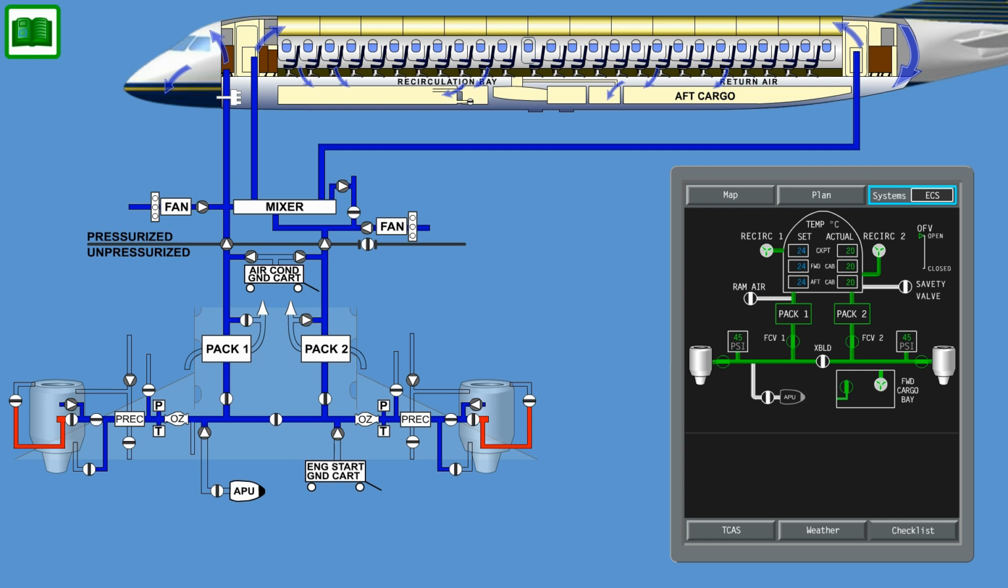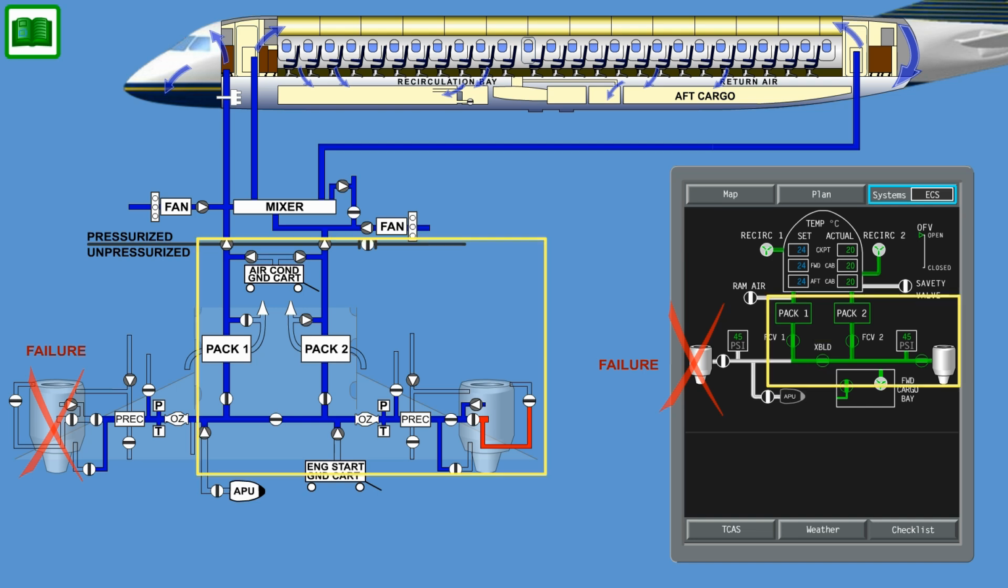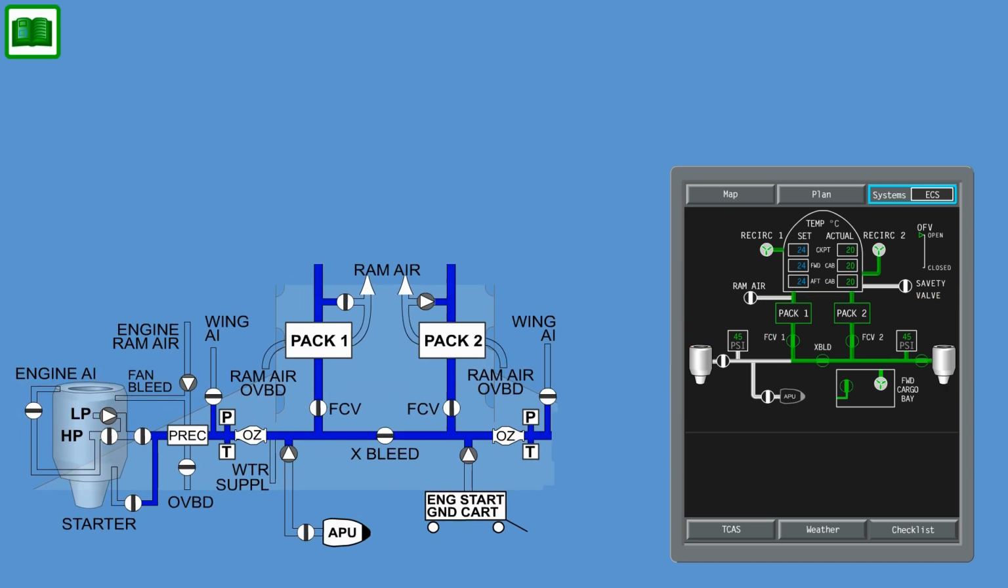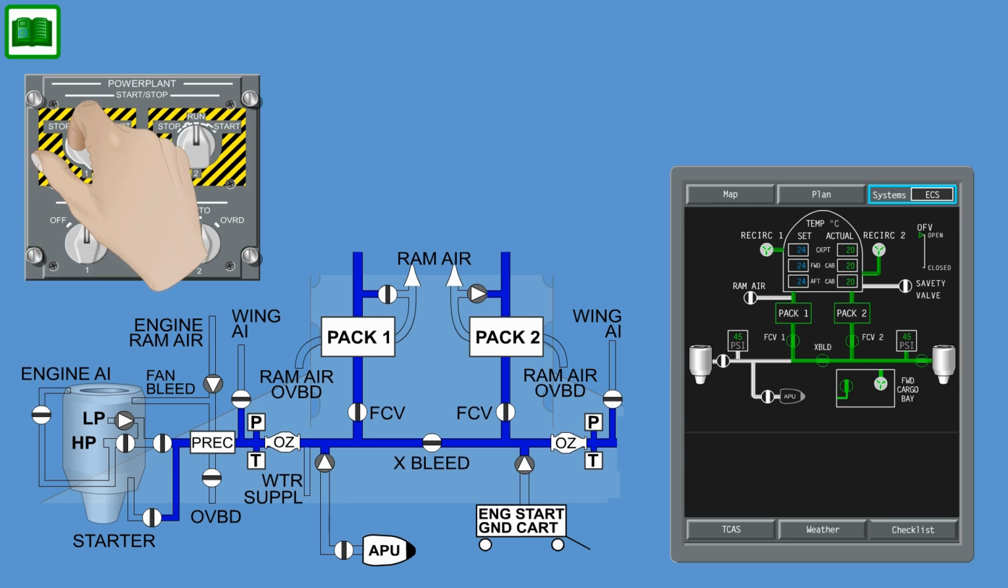In case of an engine bleed air source failure, the crossbleed valve enables connection between the networks. In this case, the respective ECS pack and anti-ice system will be supplied from the opposite bleed source. This is normal for engine starting operation.